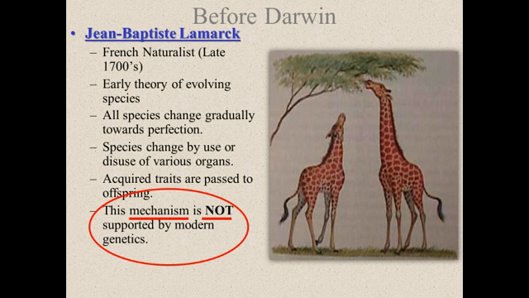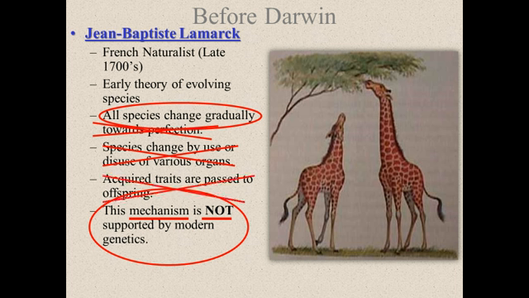Okay, but he's important because he had this idea that species change gradually, right? So for that, we at least give him a little bit of credit that there had been this long, gradual process of species changing, which was and is well supported by lots of evidence.